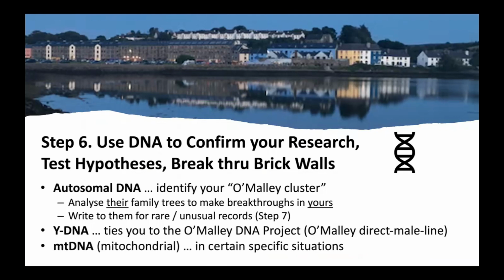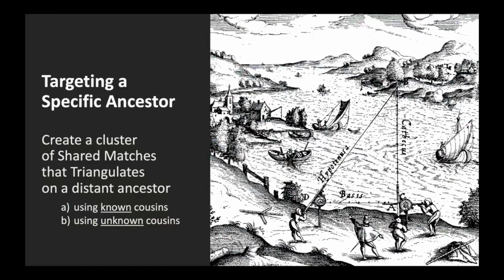Mitochondrial DNA is the third type of DNA. It's only used really in some very specific situations, and we won't really be talking about that. But the whole idea is to target on your O'Malley ancestor.